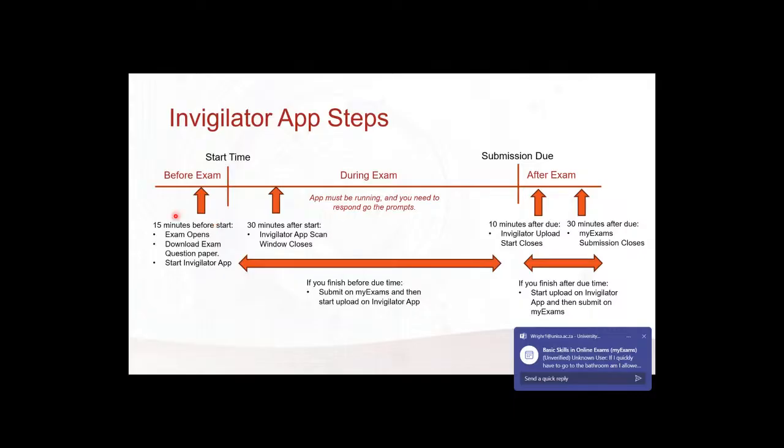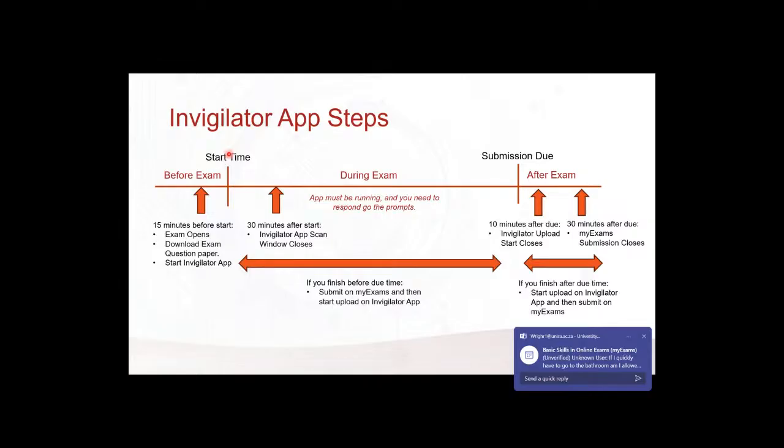So if you're already on the page, 15 minutes before time, you can just refresh the page and you will have access to your examination. What you do here is you download your question paper. You also start the Invigilator app, get the QR code ready. So this is really your preparation time, this 15 minutes, where you start up the app and go through the question paper quickly to see how you should approach answering it.